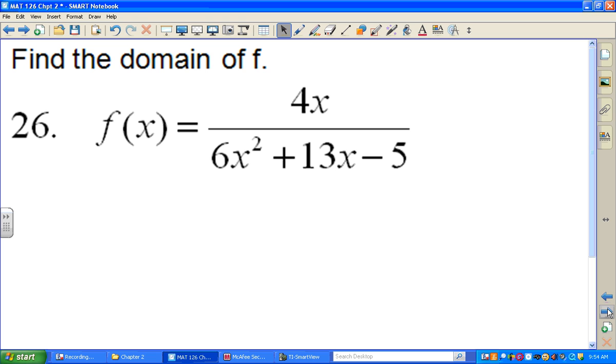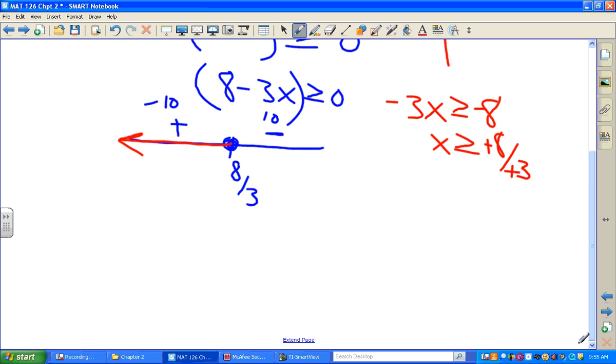When you see a rational algebraic function, that's what this is, because it has a polynomial divided by a polynomial. What's wrong? No! Negative infinity to 8/3 with a bracket. You can do that. Remember left-hand arrow, dot, bracket? Woohoo!